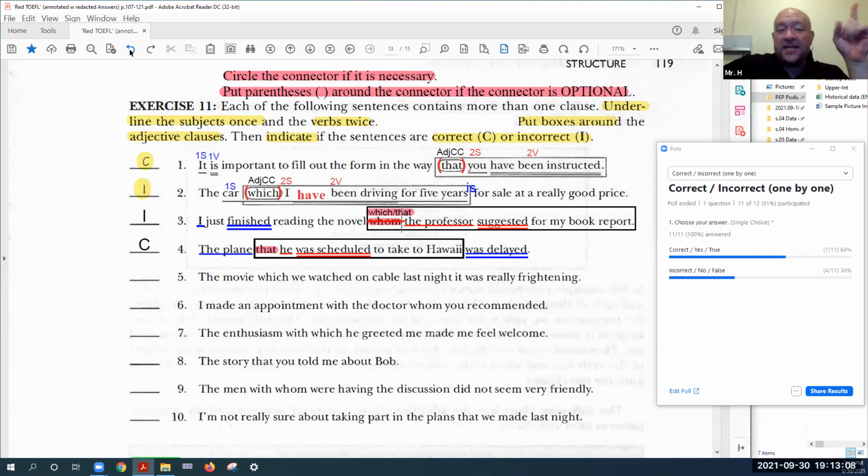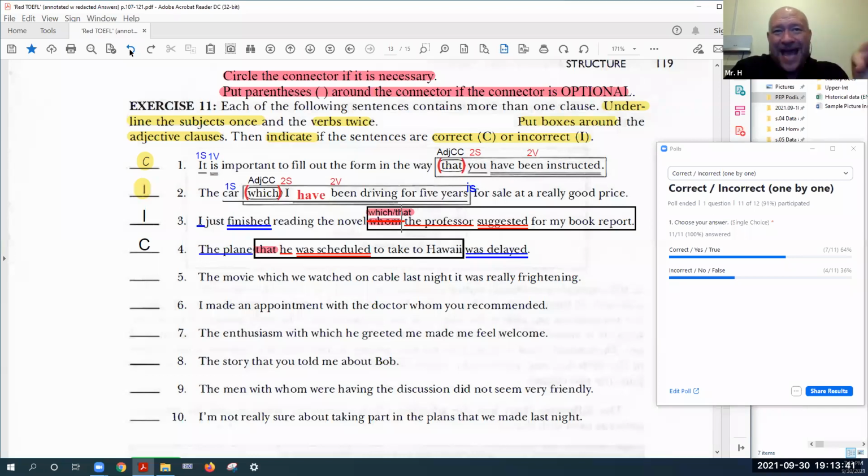What was delayed? This is my question though. What was delayed? I know, but I don't know how to explain it. No, just answer this question though. I want to know what was delayed. Can you say Hawaii was delayed? No. Okay, so what was delayed in this example? His plane. The plane was delayed, right? Yes. The plane was delayed.